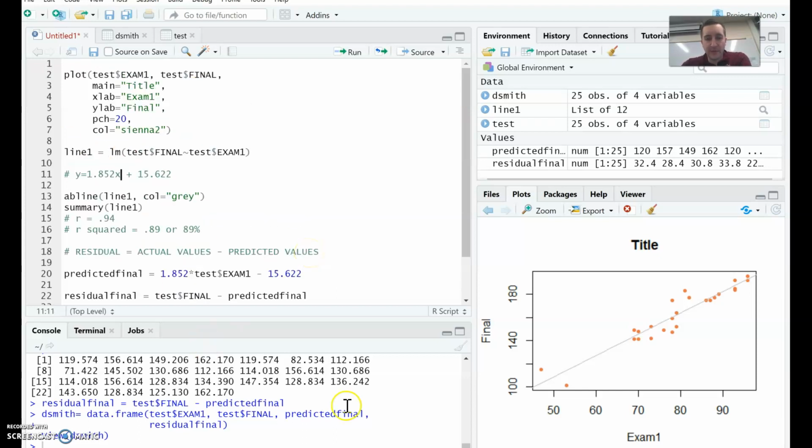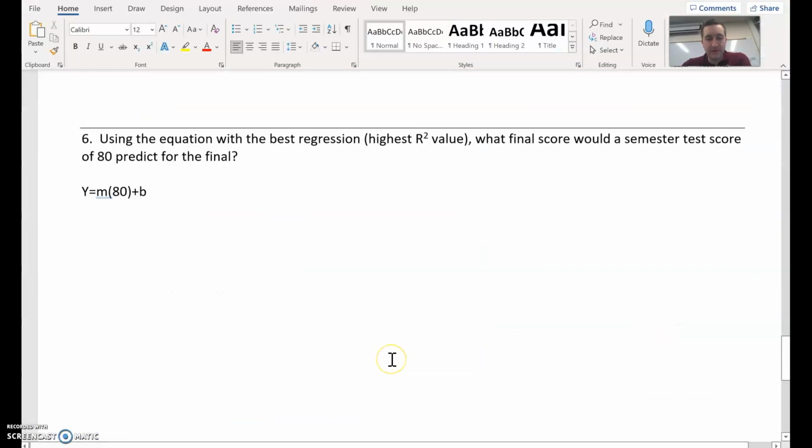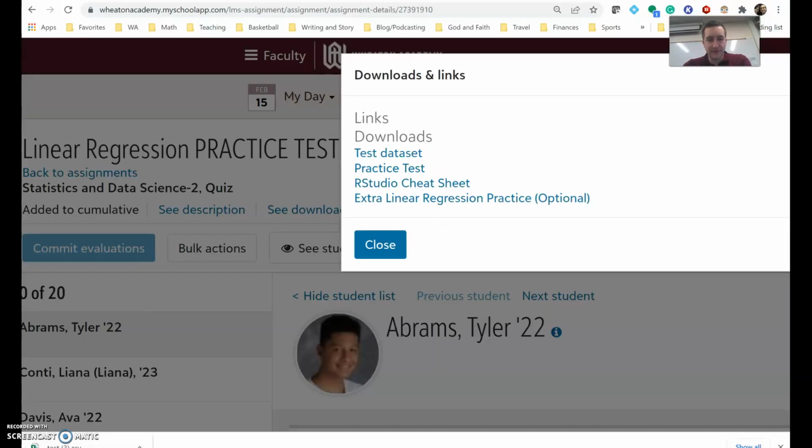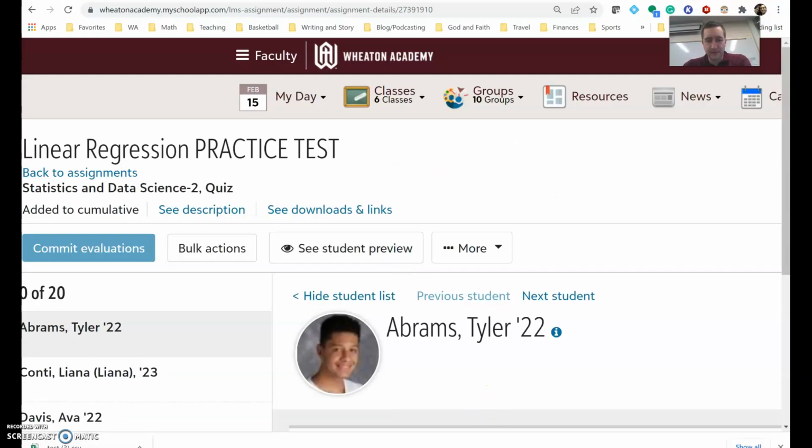All right, I'm out of here. I hope this is helpful. Use the practice test. I don't know if the practice test asks you to find residuals, but I need to make sure it does. Make sure you practice finding those residuals, okay? Because you'll need it for the final, for the test. Good luck.